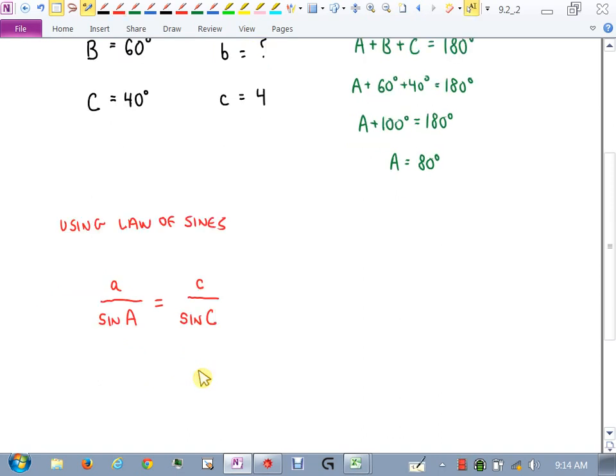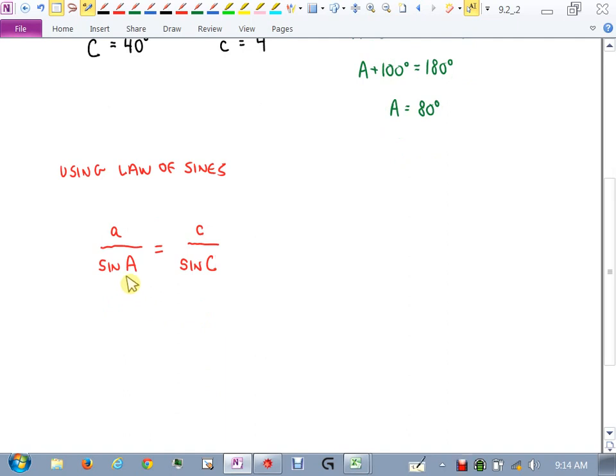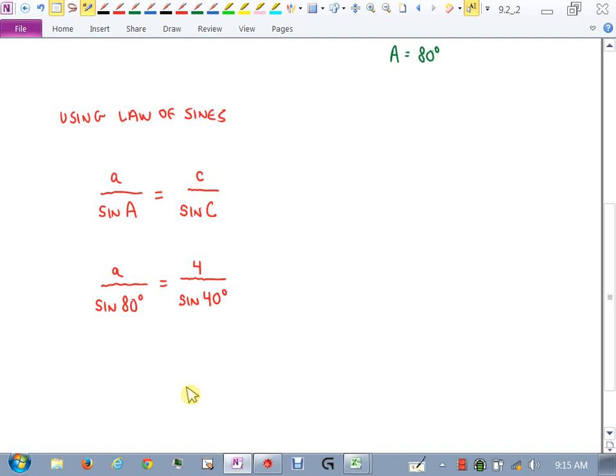Now let's just replace everything we know, right? We know what capital A is, we know what little c is, we know what capital C is. So this equation turns into a over sine of what? What's capital A? 80 degrees equals c, which was given to us in the problem as 4, and then capital C here, so sine of 40 degrees. That makes sense?